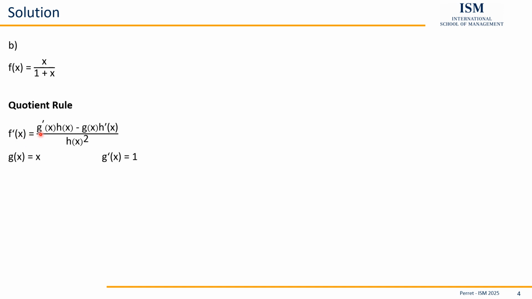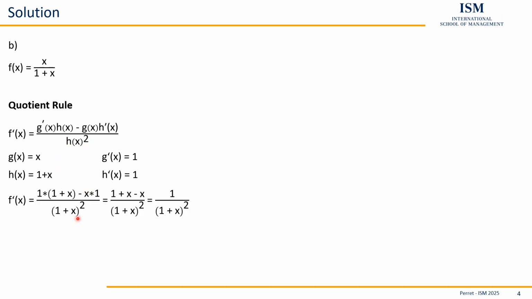Let's determine g as the nominator, which is x, and the derivative of x is 1. Then, for the denominator function, we have 1 plus x. Derivative here as well, because this 1 is a constant, derivative 0. We also have a derivative of 1. And then we can go about building our first nominator by going this times this minus this times this divided by original h to the power of 2. So it looks like this.